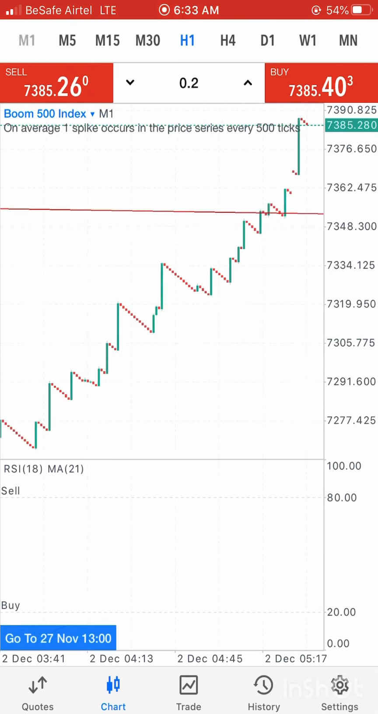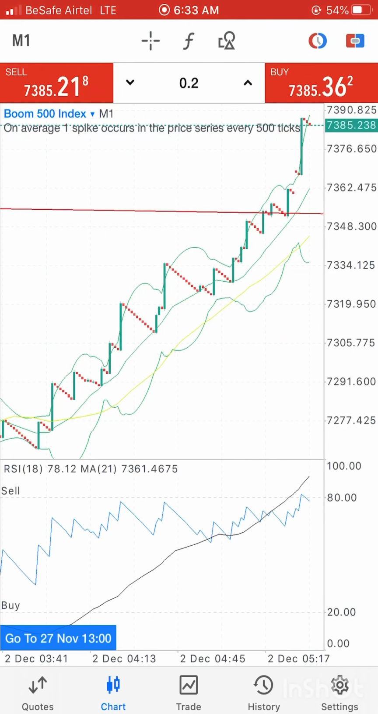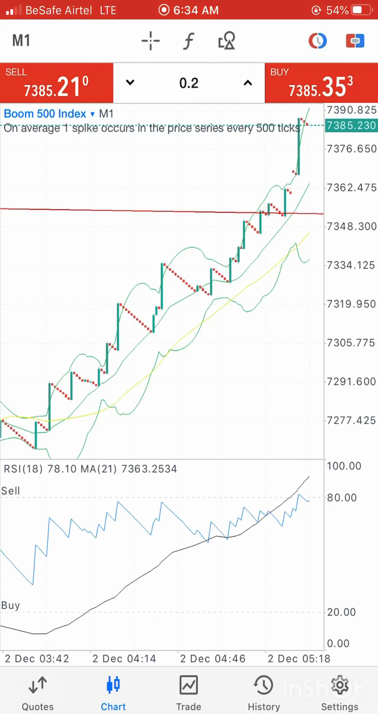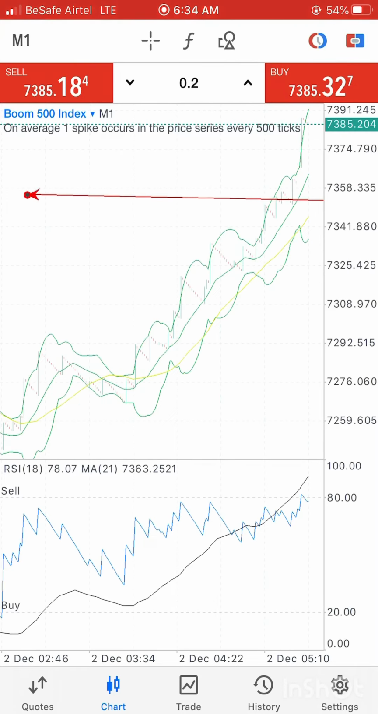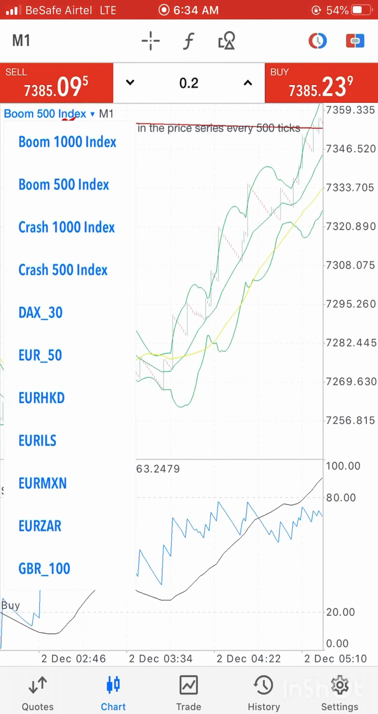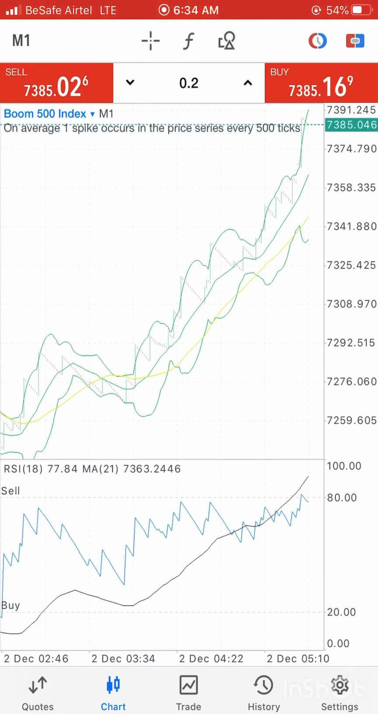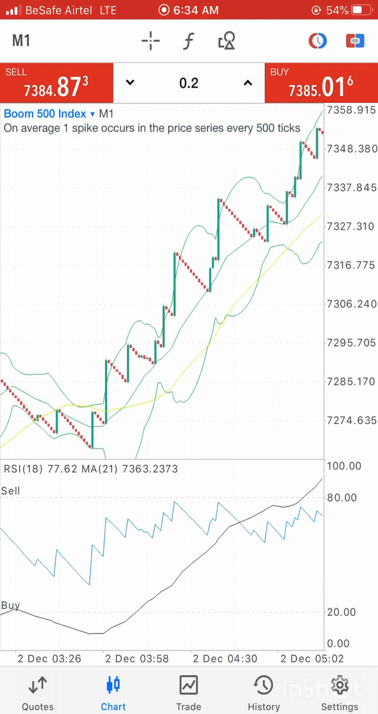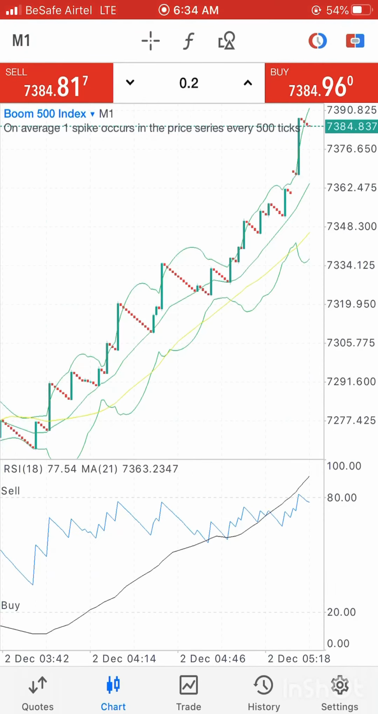I'll have to switch it now back to M1. Now as you can see, M1 is already showing that it's on downtrend here. It's already showing that it's on uptrend, as you can see here. Now this is a sure way of trading on the market, on this Boom market.